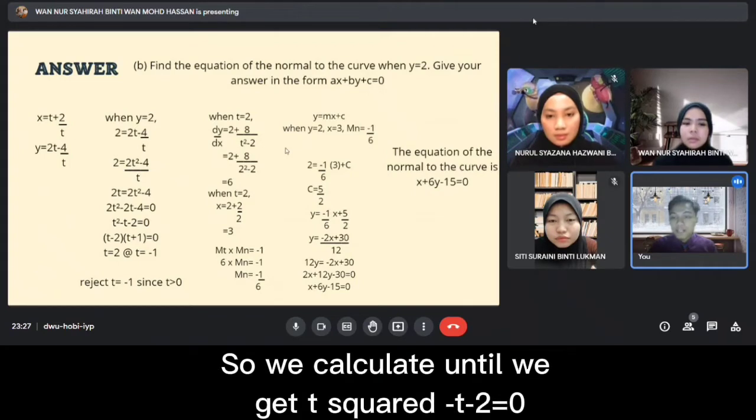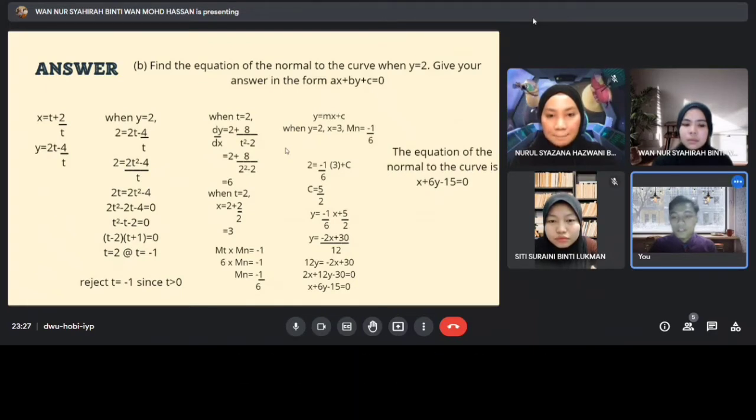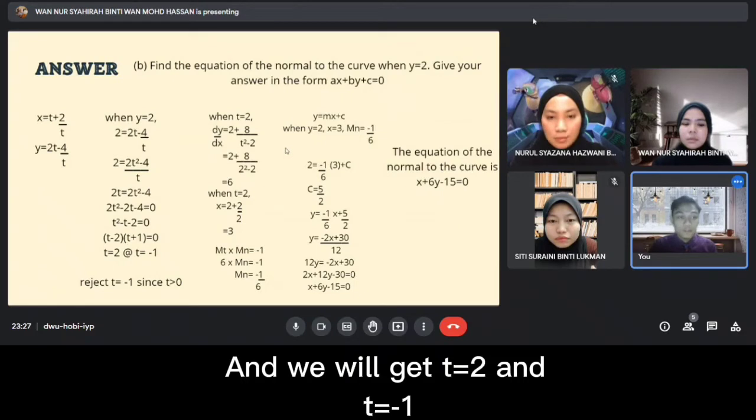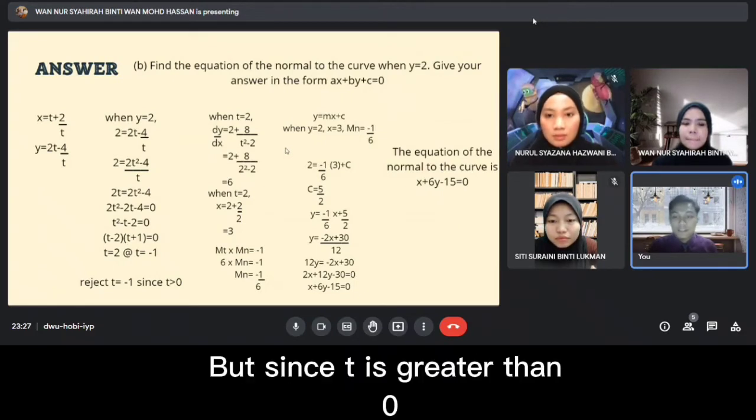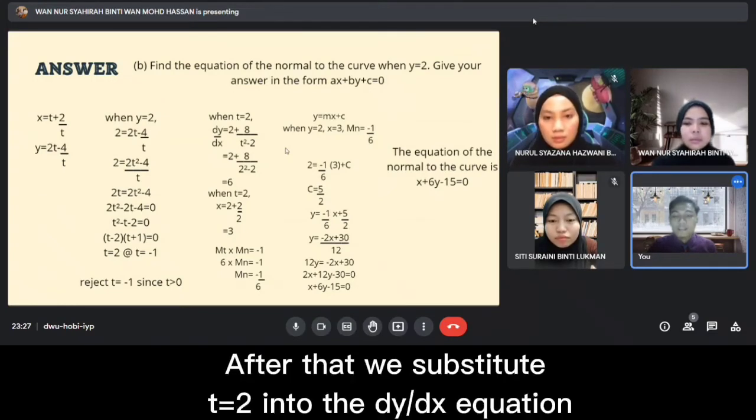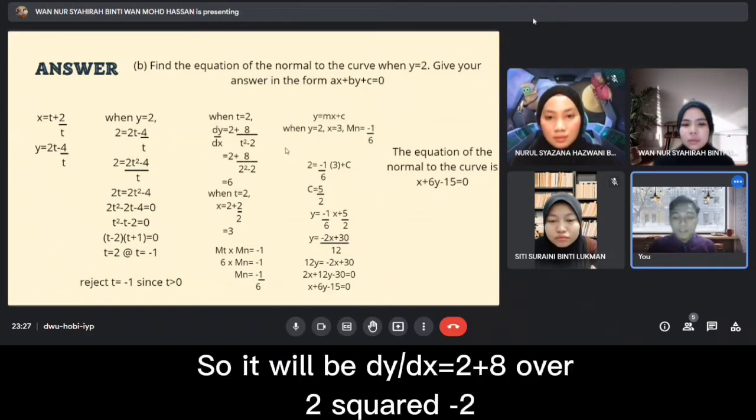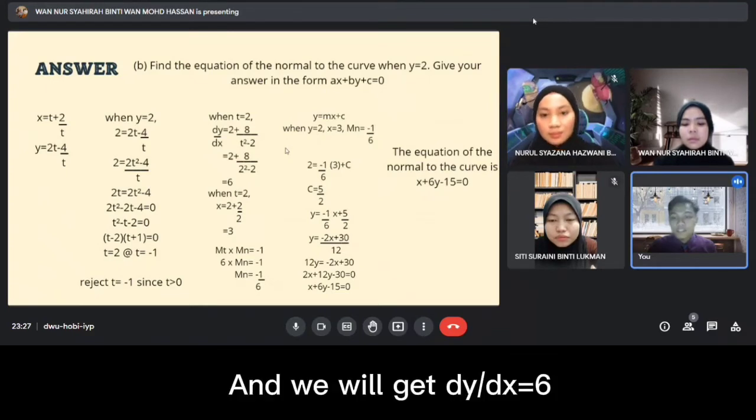So, we calculate until we get t squared minus t minus 2 is equal to 0. Next, we factorize the quadratic equation and we will get t is equal to 2 and t is equal to negative 1. But since t is greater than 0, we reject t is equal to negative 1. After that, we substitute t is equal to 2 into the dy over dx equation. So, it will be dy over dx is equal to 2 plus 8 over 2 squared minus 2. And we will get dy over dx is equal to 6.